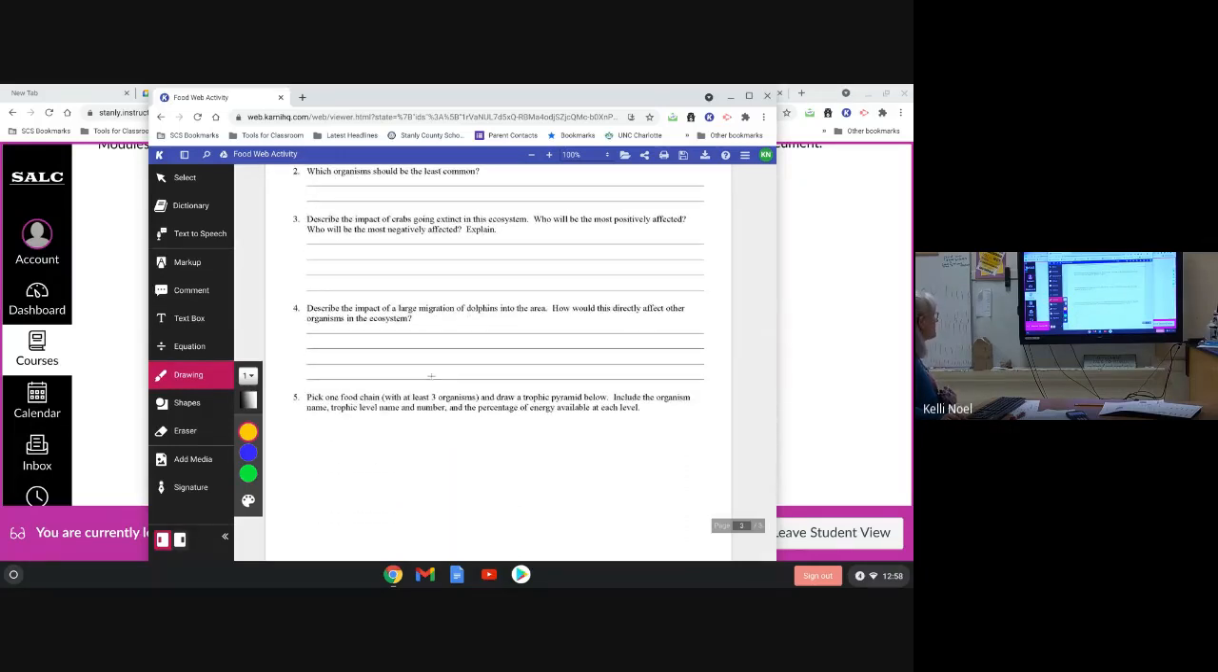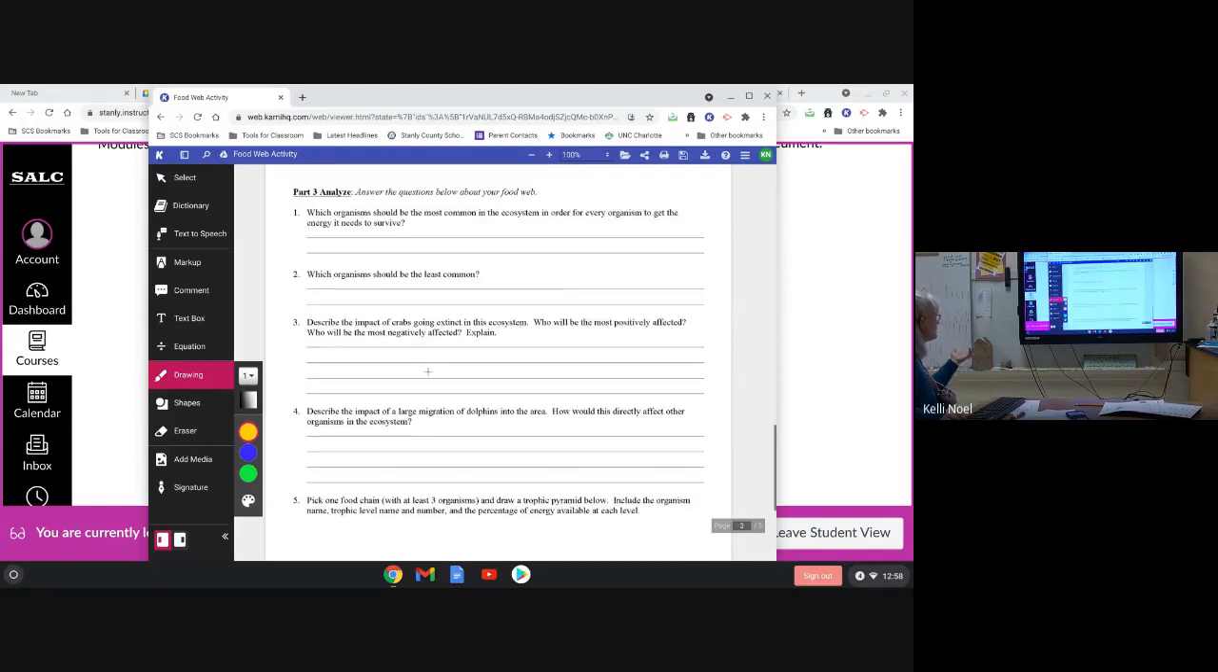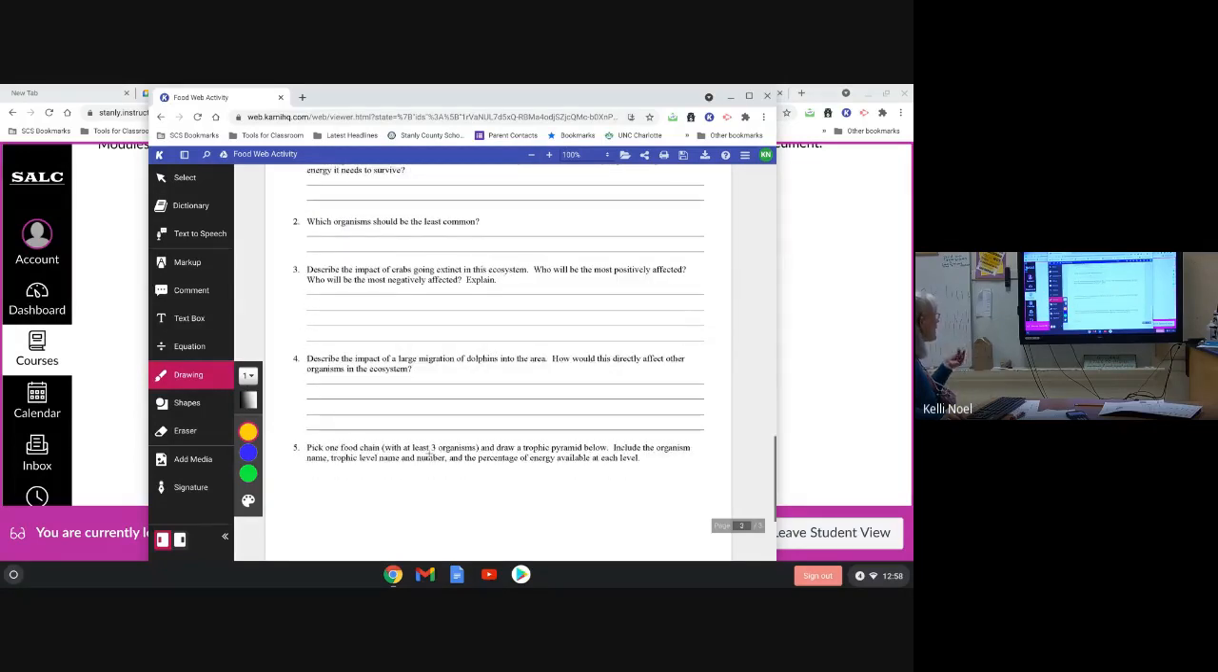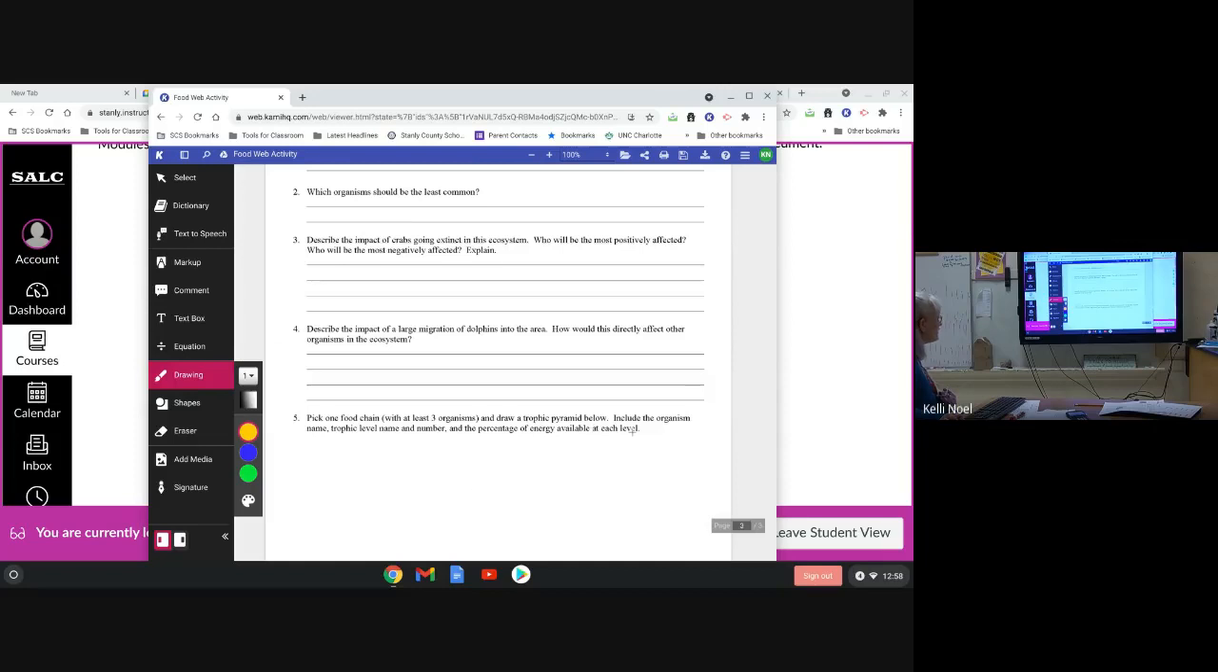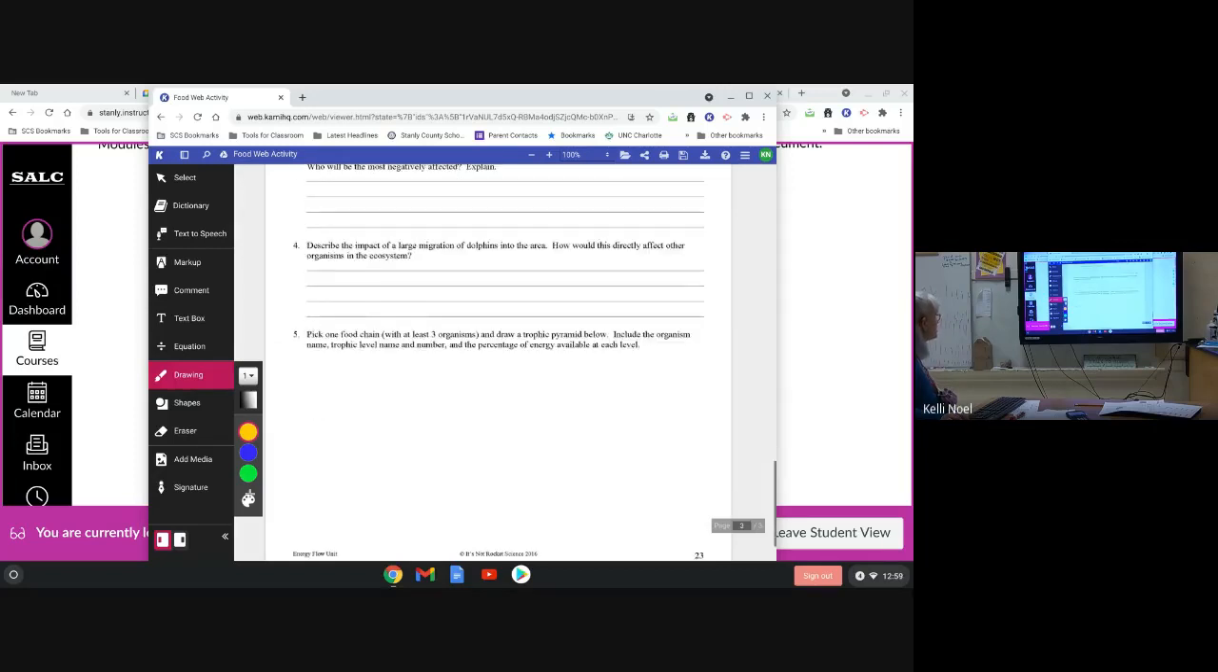Based on what you did in that 1 through 4, and then 5 is you're picking one of the food chains within that has 3 organisms and drawing the trophic pyramid below. So you could use the shape to get a triangle and use the lines to divide it and the text box to write in it. So it's going to be like that last pyramid in your notes.